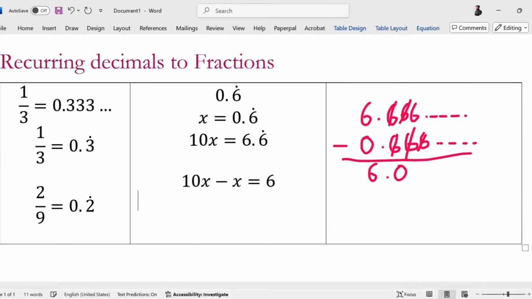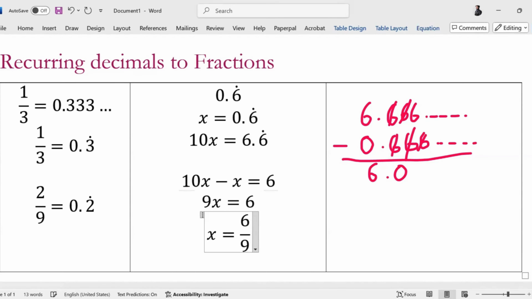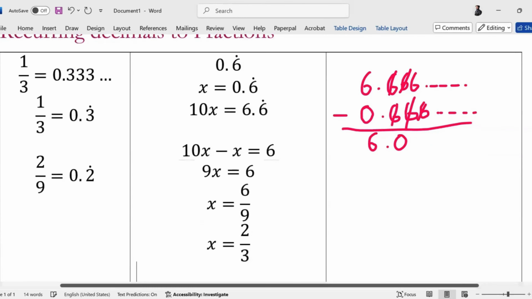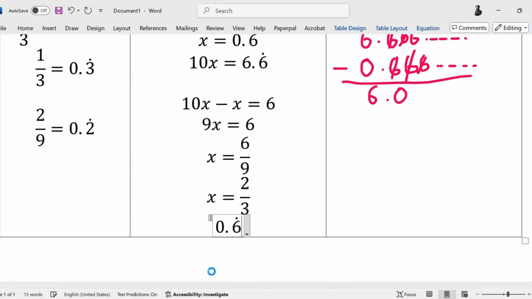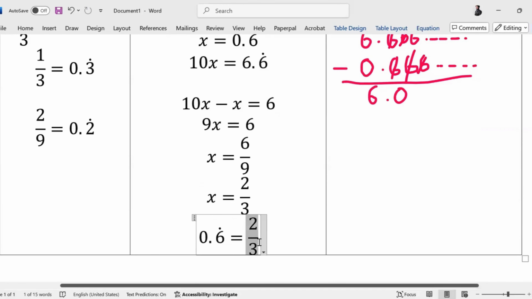Is that right? So I'm saying 9x is basically 6 and x is basically 6/9. And when I simplify it, what do I get? 2/3. 3 से दोनों को cancel किया. 3 2s are 6 and 3 3s are 9. So this number, which was a recurring decimal, you have converted it into a fraction. 0.6 के ऊपर जो dot था, 0.6666666, you have converted it to a fraction which is basically 2 upon 3.